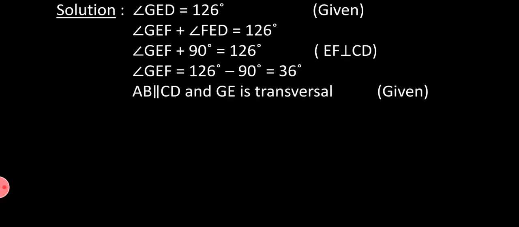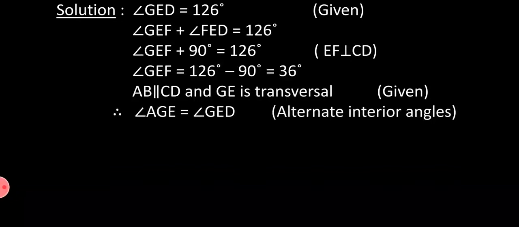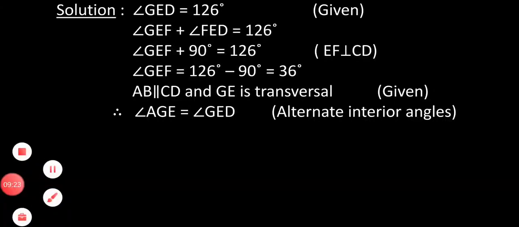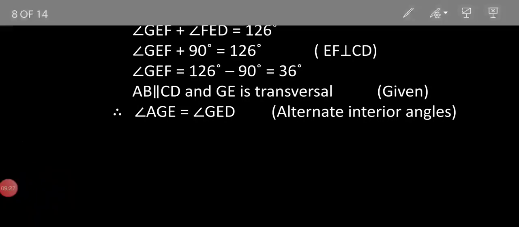Again it is given in the question that AB is parallel to CD and we take GE as transversal. So we get angle AGE equal to angle GED because these are a pair of alternate interior angles.